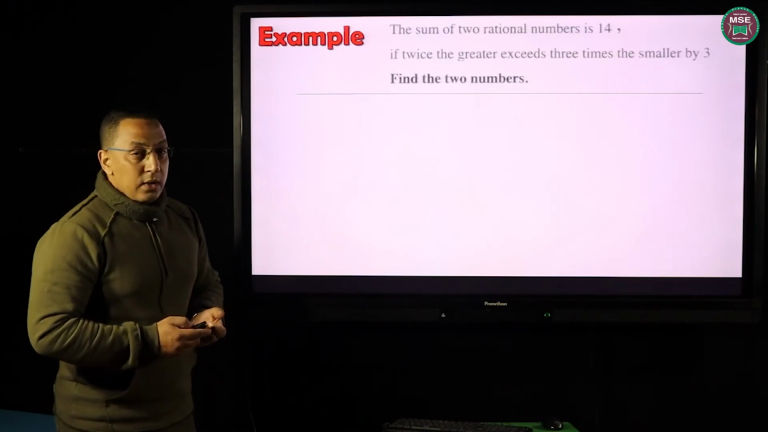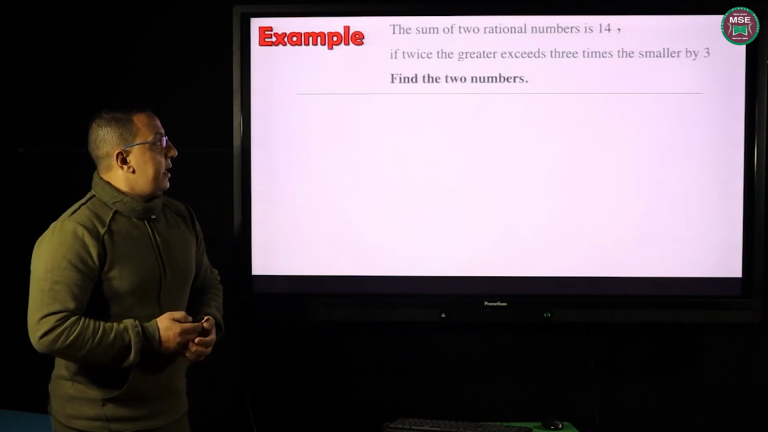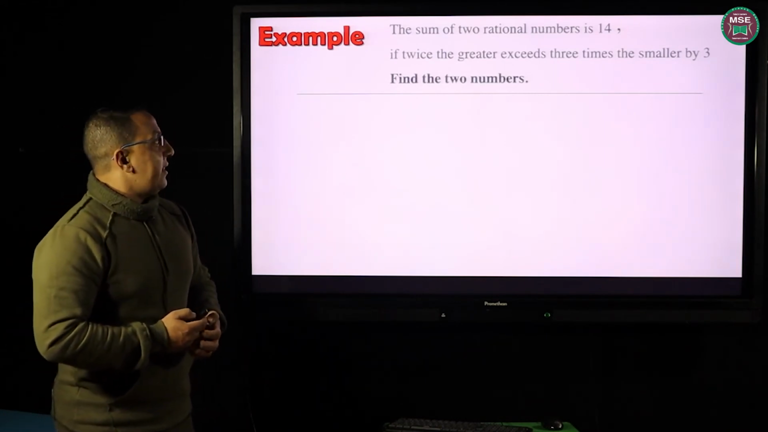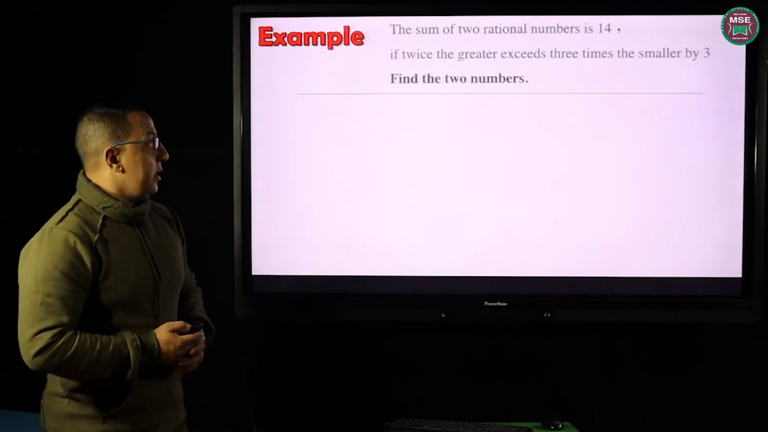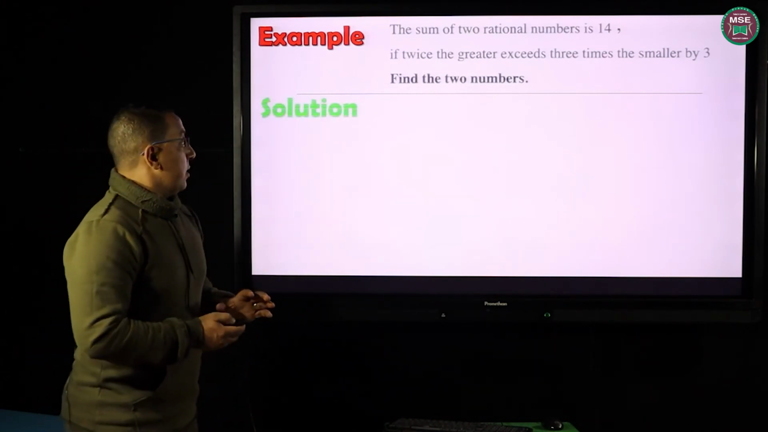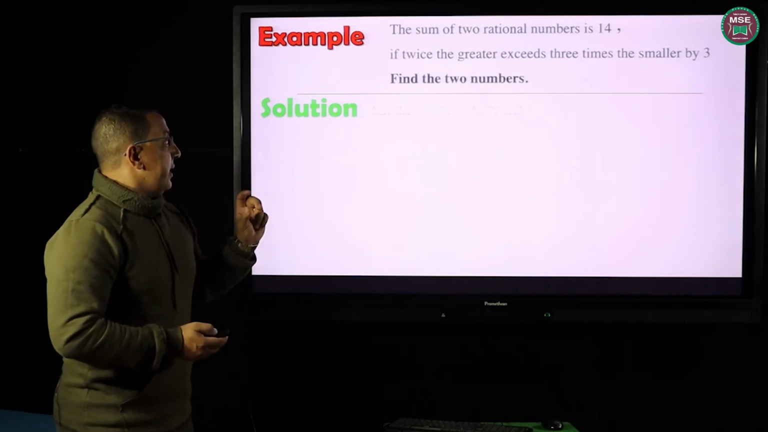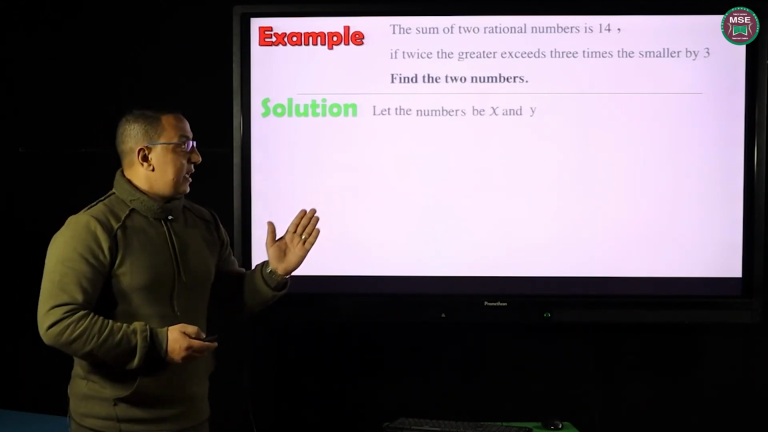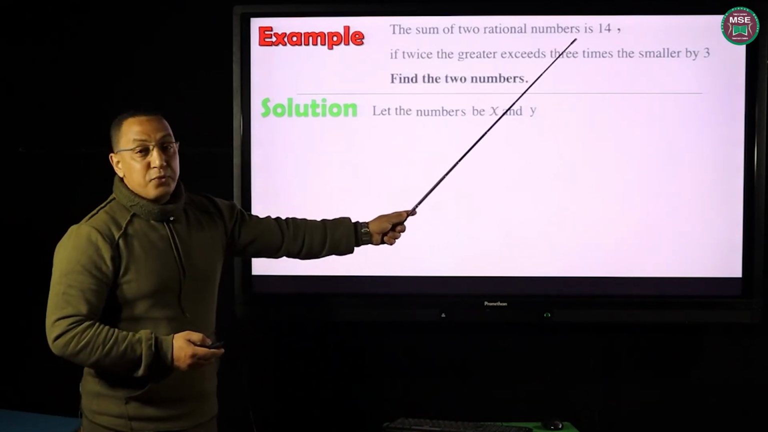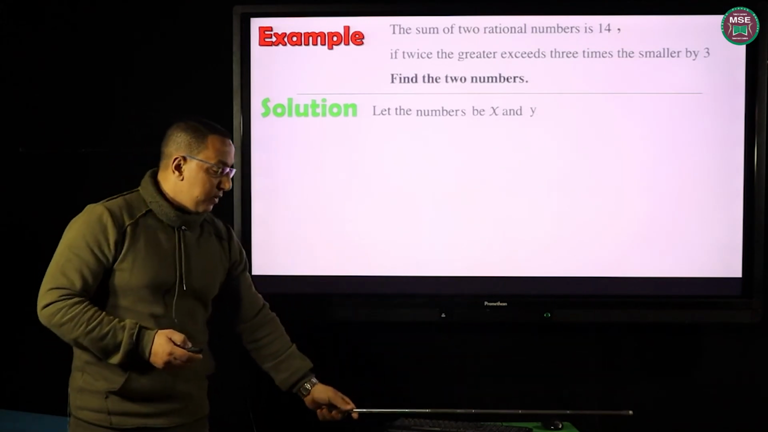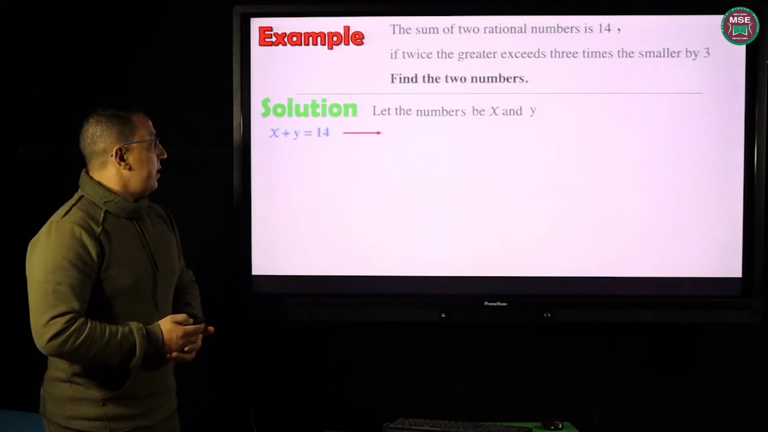Now I have a word problem. The sum of two numbers is 14, and twice the greater exceeds 3 times the smaller by 3. First, I'm going to call the two numbers x and y. So, let the two numbers be x and y. The first equation: the sum of the two numbers is 14. So, x plus y equals 14. This is the first equation.